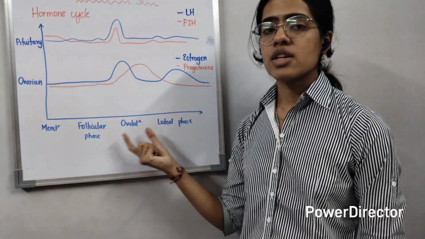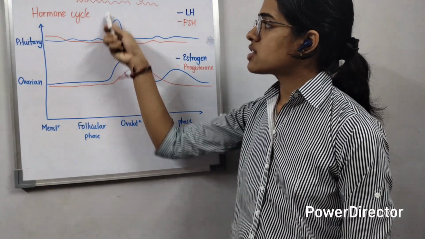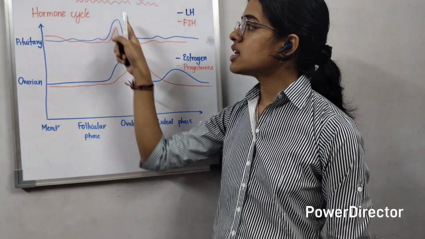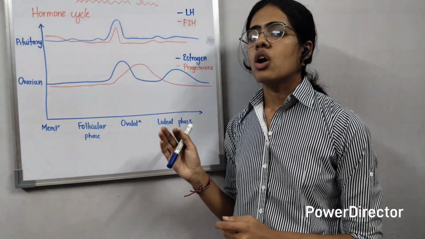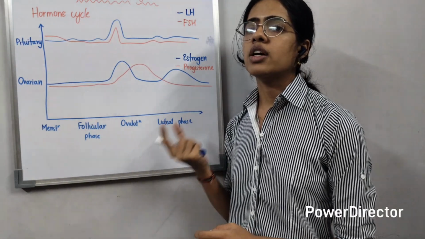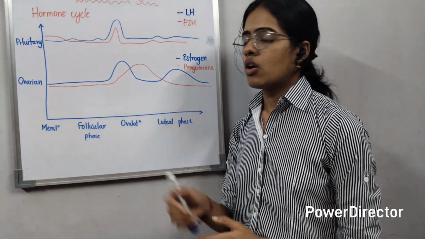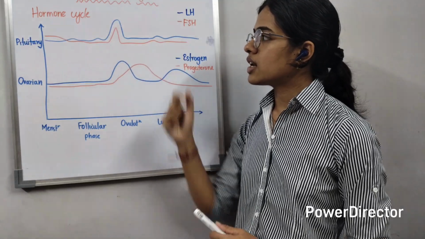During the mid of the cycle, that is during ovulation, there is an LH surge. You can see that the LH is increased a lot. That is known as the LH surge, which is the reason for the rupture of the Graafian follicle. That is the ovulation. So during this phase, there is an LH surge.